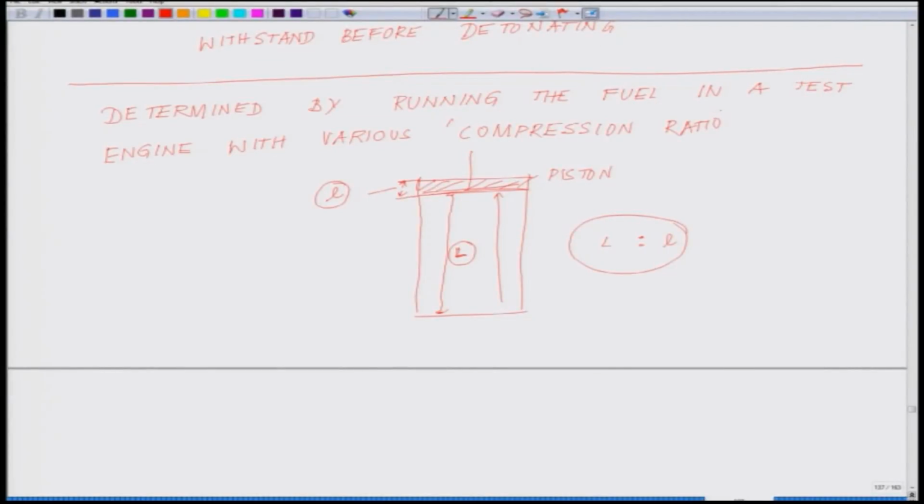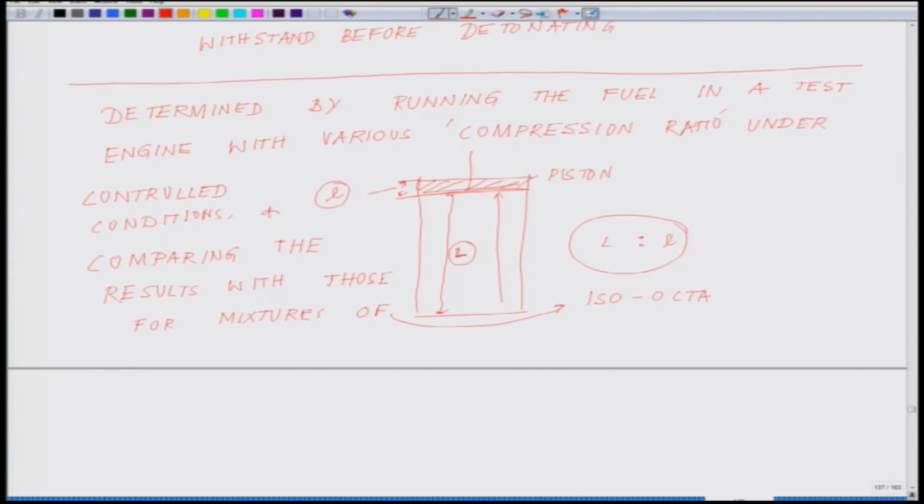So, let me finish this definition. With the various compression ratio under controlled conditions, and comparing the results with those for mixtures of isooctane and N-heptane.